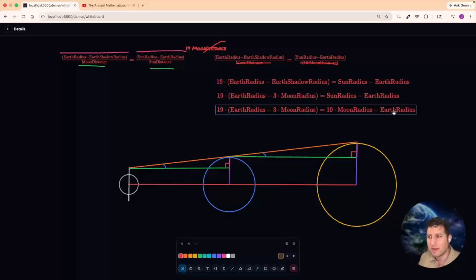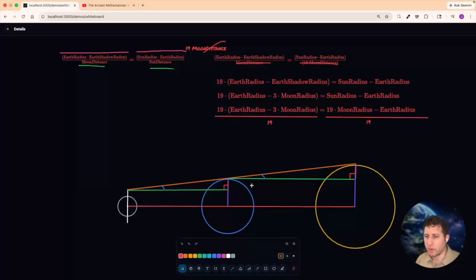So let's see how we can simplify this even further. What we're going to do is divide both sides by 19. So let's see what happens when we do that. Okay, we've divided both sides by 19, so we can simplify our equation. We can cross 19 off on this side, and we can cross 19 off here and replace this with 1 over 19. Here, let me rewrite this so that it's a little bit cleaner. That's just equivalent to an Earth radius minus 3 moon radius, right? That's what we're left with if we divide the left-hand side by 19, is equal to a moon radius minus 1 over 19 Earth radius.